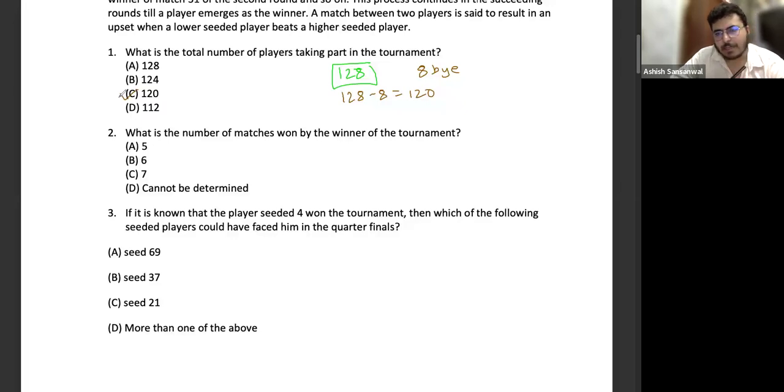Okay. Then question number 2. What is the number of matches won by the winner of the tournament? Now, tell me, do you know who is the winner of the tournament? If the winner is among the 1 to 8 seeded, they must have played one less match, because they got a bye, and others must have played one more match than these guys. So can you tell the exact number of matches? No, that's why the answer is cannot be determined. Is this clear?